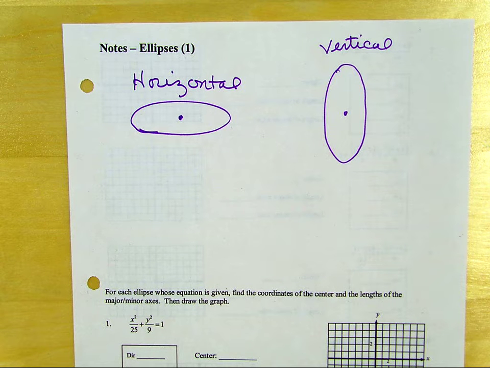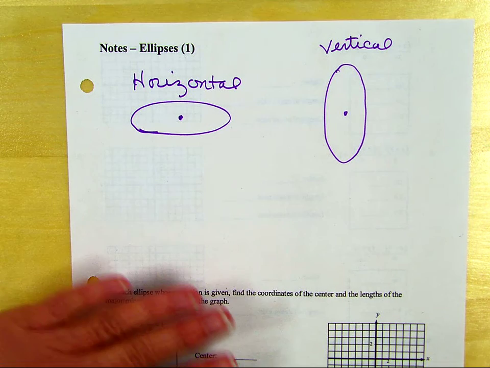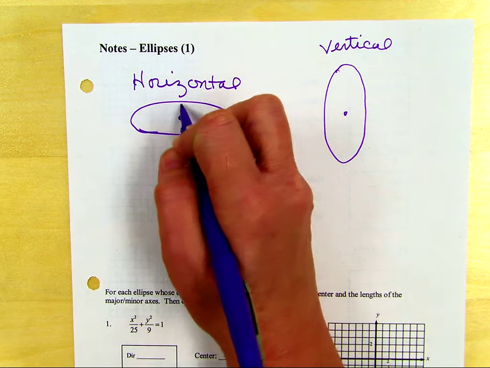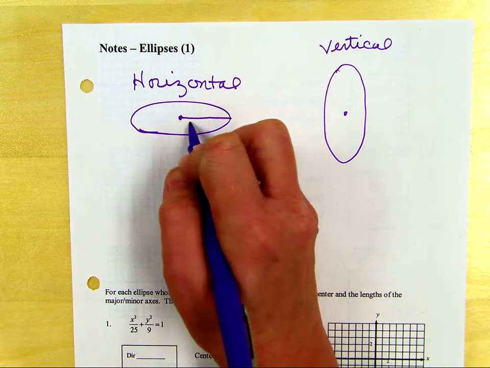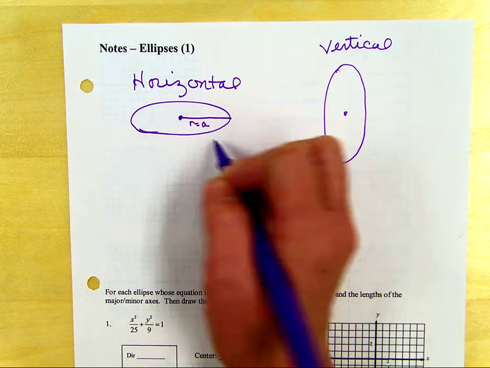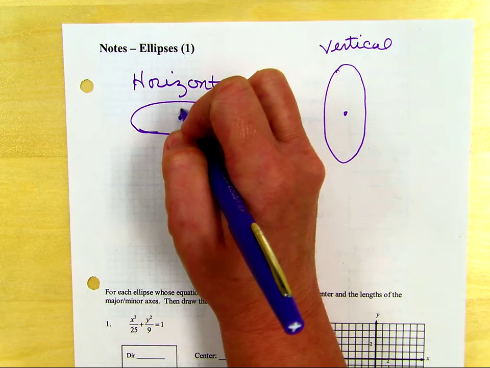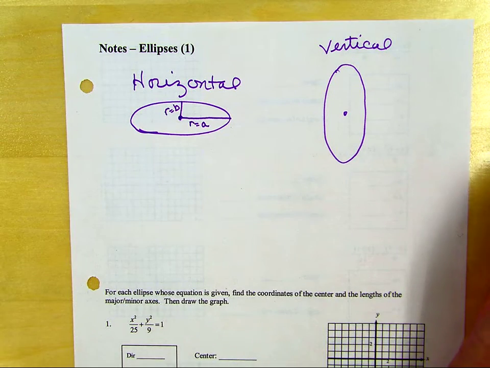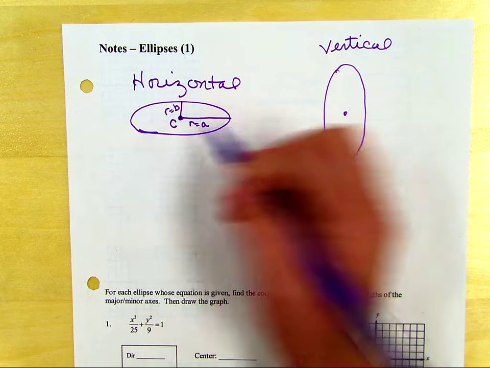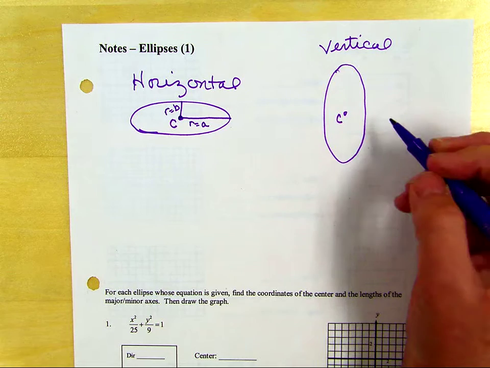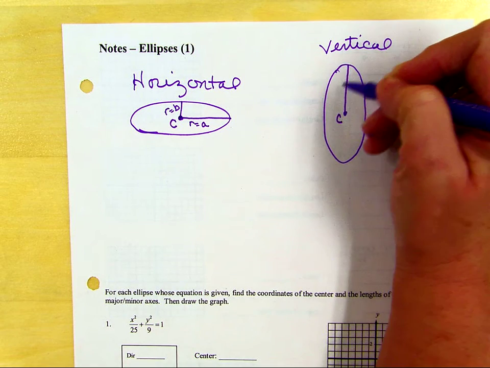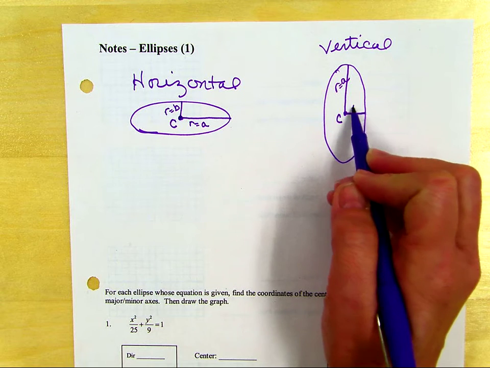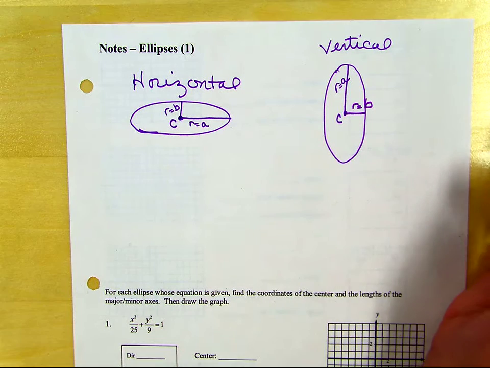So when I talked about how it has two radiuses, it has one radius in this direction. This radius is called A because it's the bigger radius. It has a radius in this direction. This radius is called B. It's the smaller radius. And of course this point is the center. This radius is called A because it's the bigger radius, and this radius is called B because it's the smaller radius.